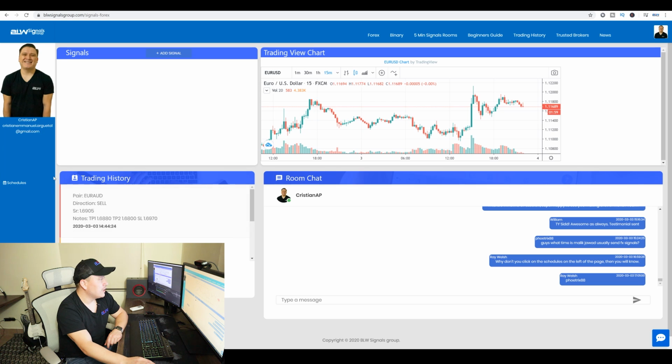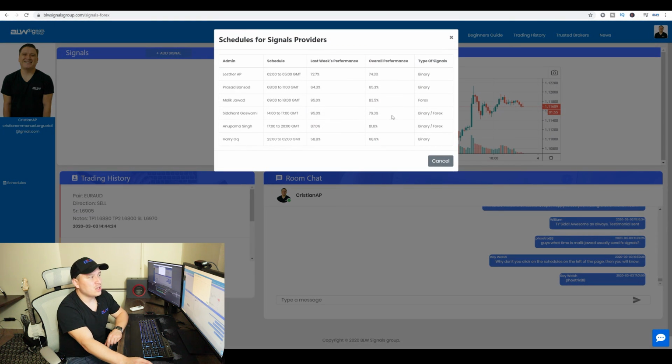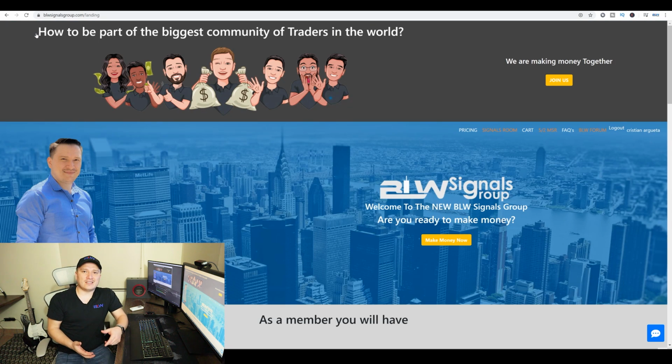Probably they're already closed. And if you click where it says schedules, you will be able to see the schedules of the admins with their names. You will be able to see the last week's performance and the overall performance and the type of signals they sent. Pretty simple, right?